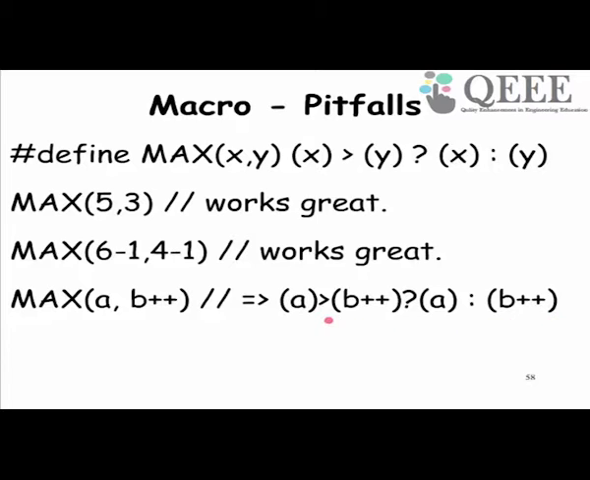So just see here, the B++ has a side effect of incrementing B. Now that side effect is applied twice, so B will become plus 2, which is not intended, and it will be a bug, which is hard to make out by just looking at the max macro call.